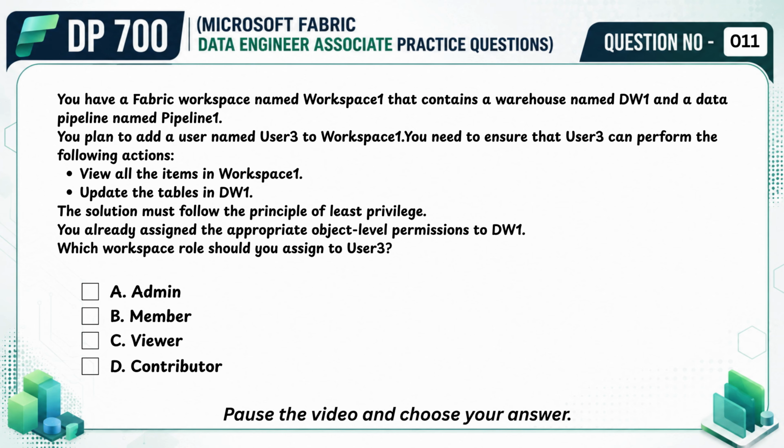View all the items in Workspace 1. Update the tables in DW1. The solution must follow the principle of least privilege. You already assigned the appropriate object-level permissions to DW1. Which workspace role should you assign to User3?